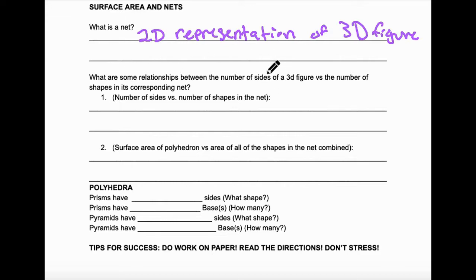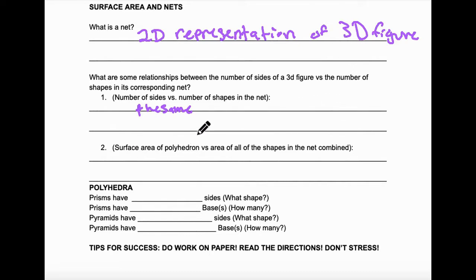What are some relationships between the number of sides of a 3D figure versus the number of shapes in its corresponding net? The number of sides of a 3D figure and the number of shapes in a net should be the same, because, again, like I said before, for a net, we know that it's a 3D figure where we just lay down all the sides flat, so they should have the same number of shapes in the net as you have in the three-dimensional figure.